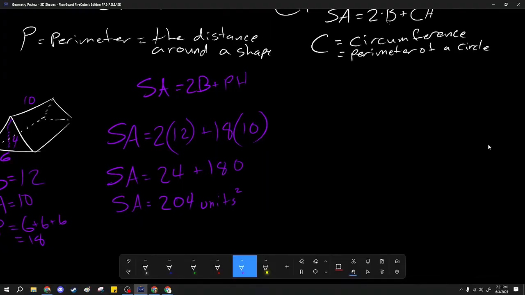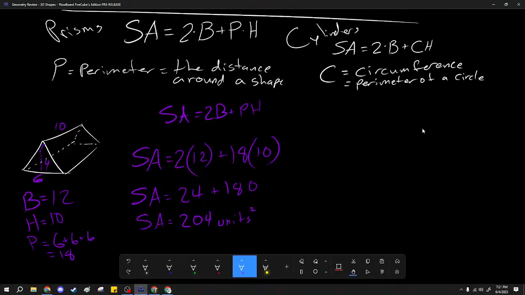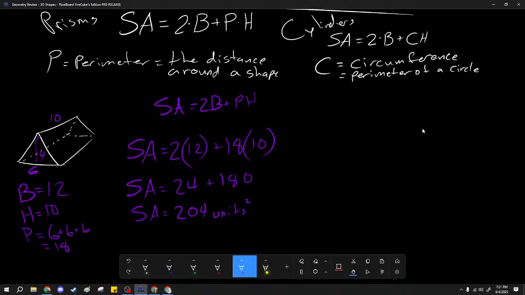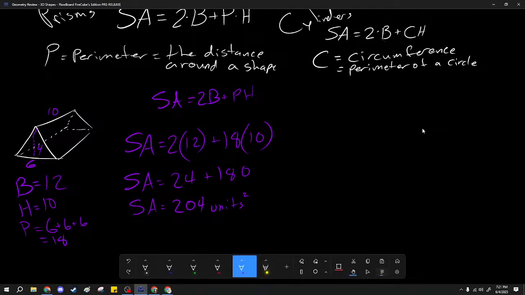Can I scroll out? Okay. Let me draw the cylinder as best I can.